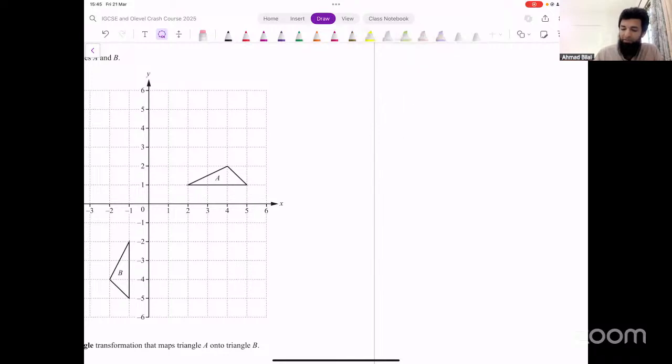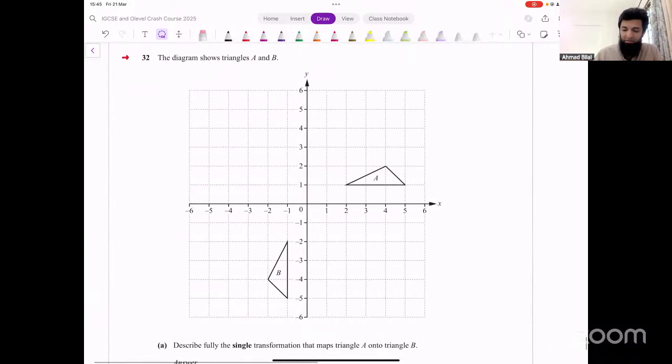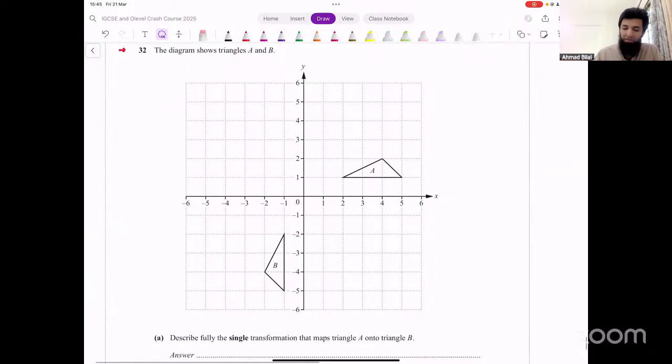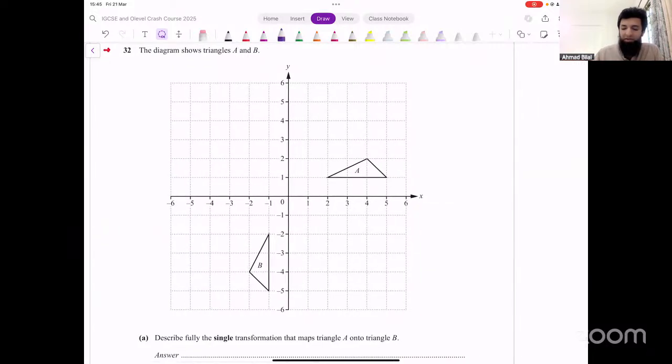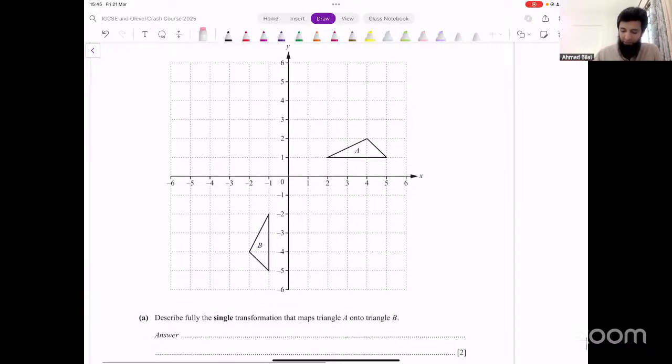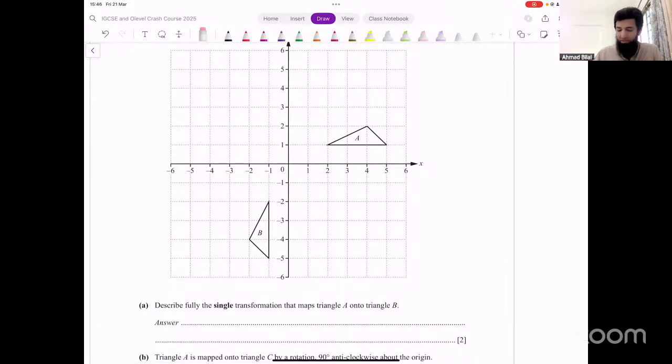Okay, now let's have a look at this transformation question. The diagram shows triangles A and B. We have this triangle A and this triangle B. We want to describe fully the single transformation that maps A onto B. Now, how do you do that? How do you figure out what transformation it is?